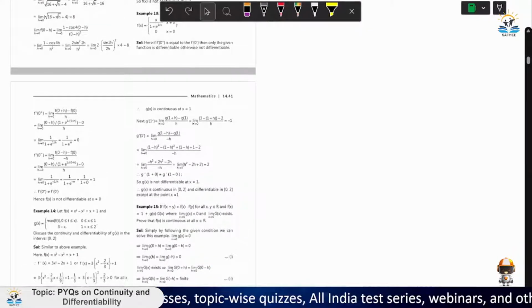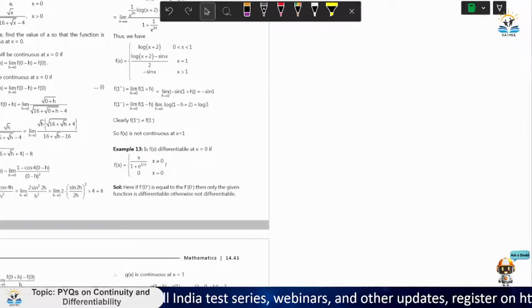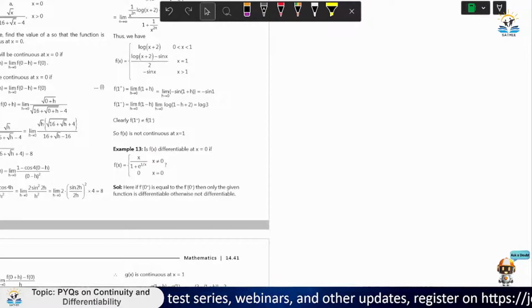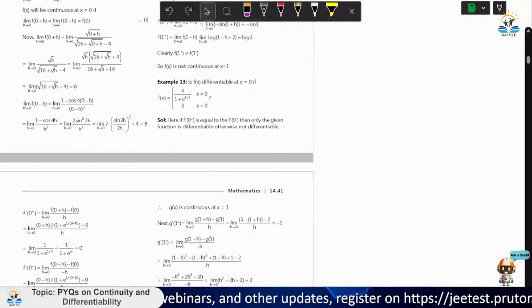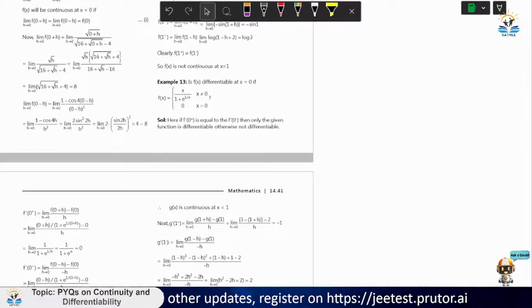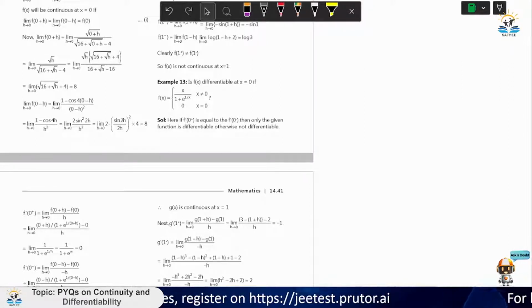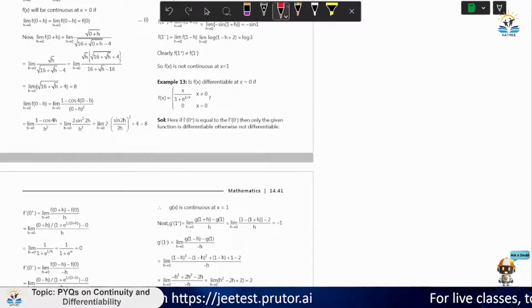Okay, now moving to the 13th question. Where is my 13th question? This is the 13th question. So we have the 13th question defined as: if f of x is differentiable at x is equal to 0, then what is this? What is the question asking? Okay, it asks us to see whether it is differentiable or not, so let's first check continuity. Only if it is continuous will it be differentiable.